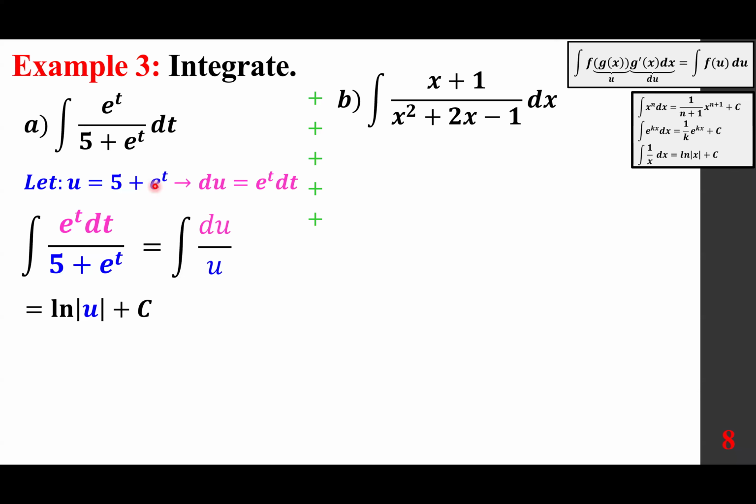And you replace the u with 5 plus e to the power of t. And because 5 plus e to the power of t is positive, I hope you remember e to the power of t, the range is from 0 to infinity. 0 is not included. So this is larger than or equal to 5. You can drop the absolute value and change it to parentheses if you like. In this case, the first step is, can I simplify? And the answer is no.